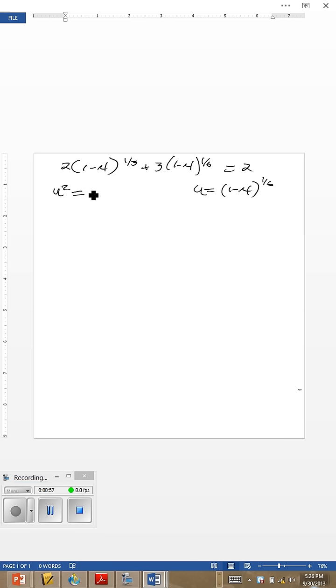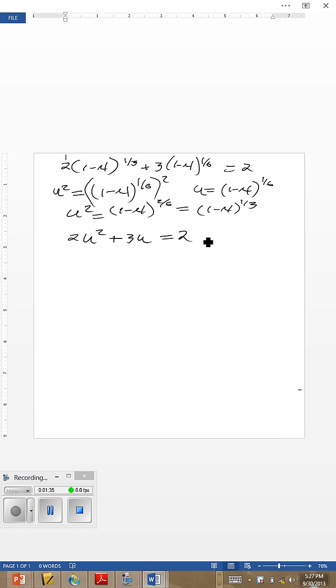u squared would have to be (1 − x)^(1/6) squared. And yes, because when you have powers inside and outside, you multiply them. So that would be (1 − x)^(2/6), which collapses to (1 − x)^(1/3). So there you have it, that's u squared. So then this simply becomes 2u² + 3u = 2, which looks exactly quadratic.